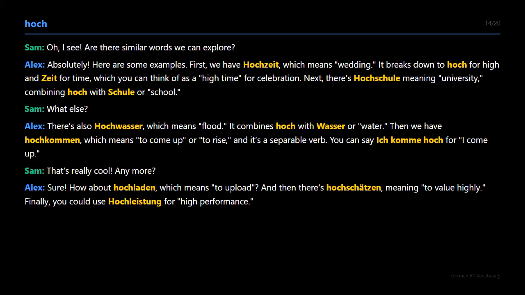Then we have hochkommen, which means to come up or to rise, and it's a separable verb. You can say, Ich komme hoch, for I come up. That's really cool. Any more? Sure. How about hochladen, which means to upload. And then there's hochschätzen, meaning to value highly. Finally, you could use Hochleistung for high performance. Wow, that's a lot of words.